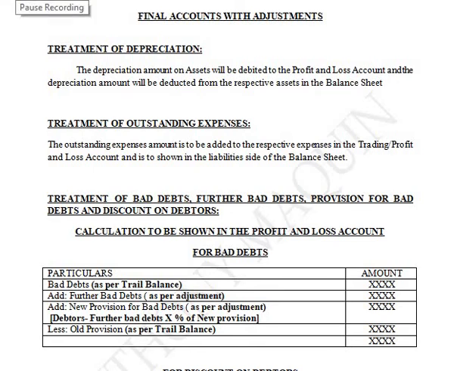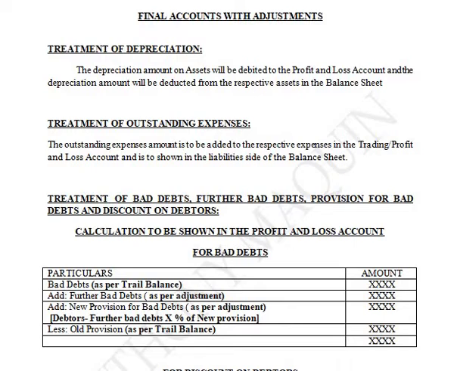Hello everyone, in this video we're going to see the final accounts with adjustment. So in this problem we see the adjustment with regards to depreciation, with regards to outstanding expenses, and also with regards to bad debts, then further bad debts and a new provision for bad debts. So some may wonder what is an adjustment. So in final account, the adjustments are the additional information given after the trial balance.